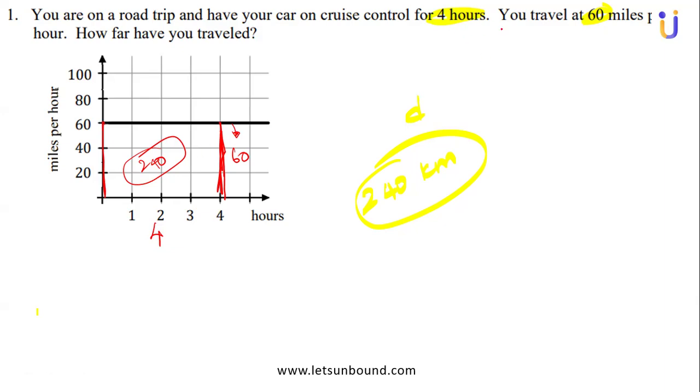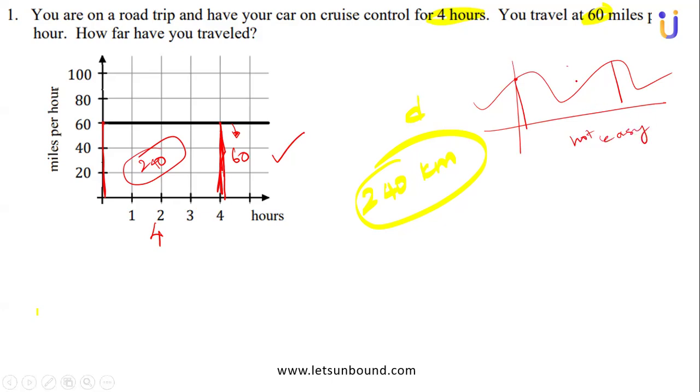It's not every time this simple. You might get something like this. If you want to find how far you have traveled, accumulation of change will help us. This time it's not easy. This one is easy, but this is not easy. And integration will help us with this complex stuff. That's all about the entire unit.